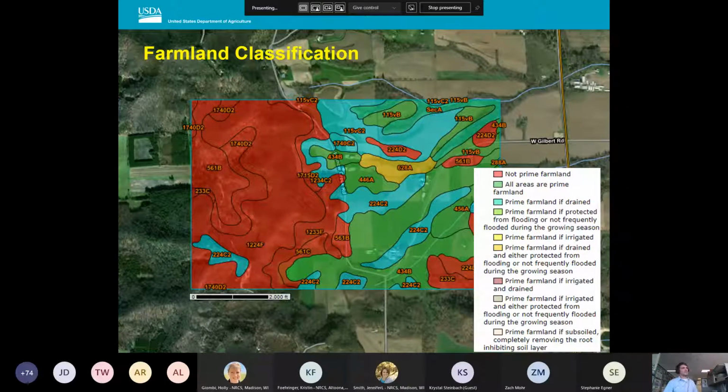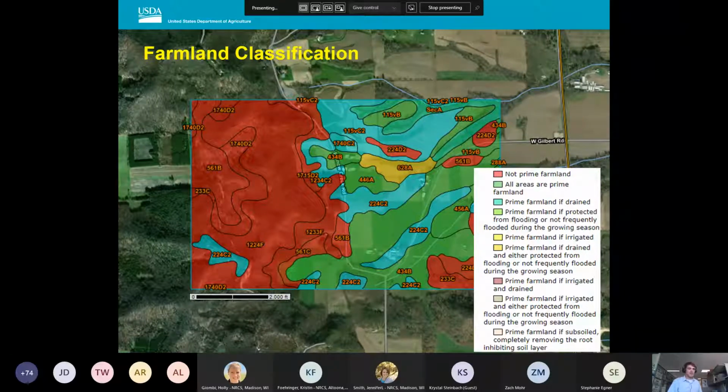This is another one that's really commonly used, the farmland classification. So this is developed a little bit differently. It's not just looking at the specific soil properties and running it through a calculation that determines is it prime or is it not prime. This was determined at an earlier date by probably a state soil scientist who came up with a list of soils that are either prime farmland or not prime farmland.